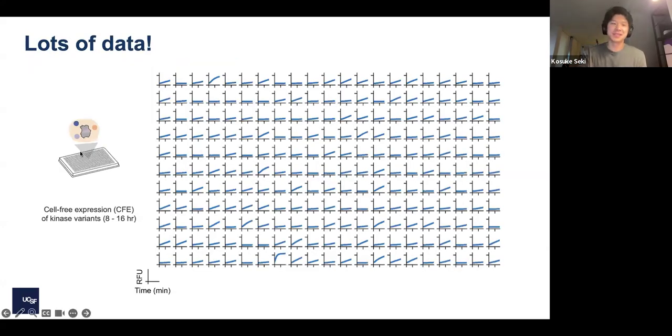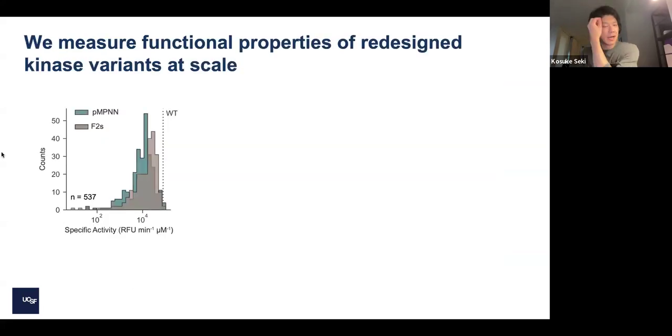Because we do this in cell-free and we're using these 384-well plates, here I'm just showing you, it's not super important what each graph is, but each graph here is one enzyme variant, and we can measure lots of these enzyme variants within a single experiment. And so we can generate a lot of data, which is very useful because we would eventually like to use some sort of machine learning model in order to learn about these enzyme variants.